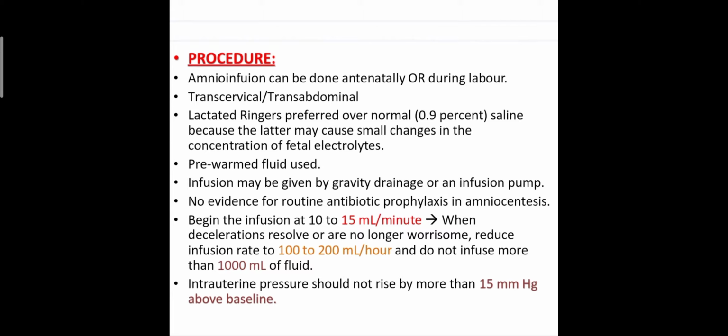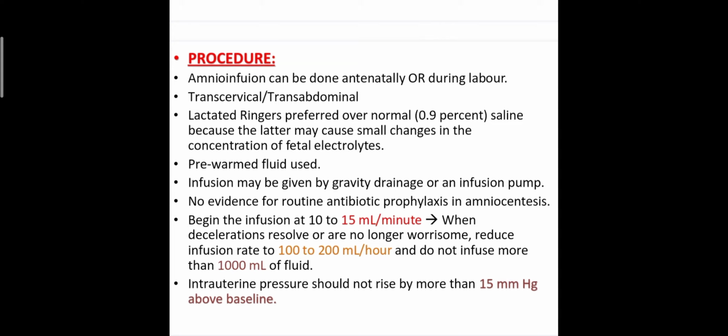Lactated Ringer's is preferred over normal 0.9% saline because the latter may cause small changes in the concentration of fetal electrolytes. And pre-warmed fluid is used. So the fluid you are using for the infusion should be pre-warmed for the purpose of the baby. Infusion may be given by gravity drainage or an infusion pump. There is no evidence for routine antibiotic prophylaxis in amnio infusion, and begin the infusion at 10 to 15 ml per minute.